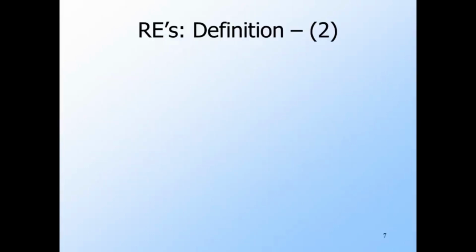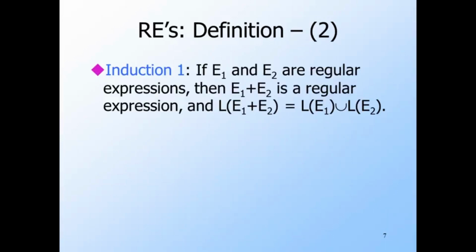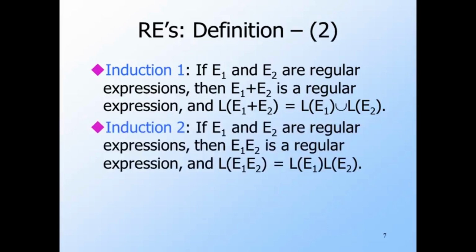The inductive part of the definition also happens to have three parts. For the first part, we can connect any two regular expressions by a plus sign, and this plus sign represents set union. That is, the language of E1 plus E2 is the union of the languages that E1 and E2 denote. The second part involves the concatenation operator. We can write one regular expression next to another to denote the concatenation of their languages. That is, E1 followed by E2 denotes the concatenation of the languages that E1 and E2 denote.